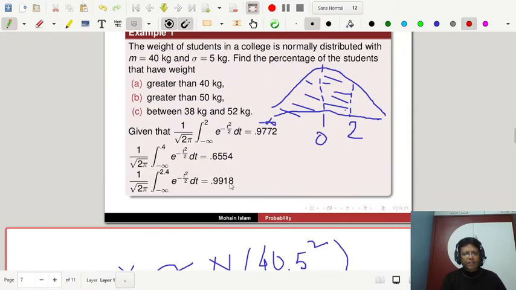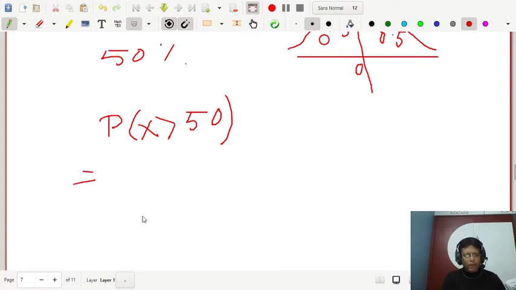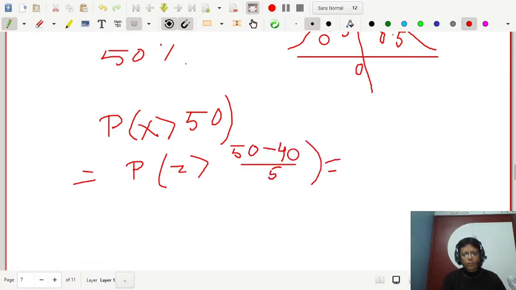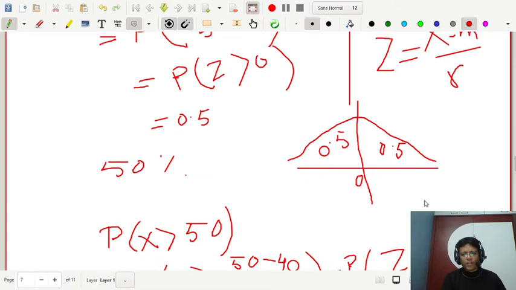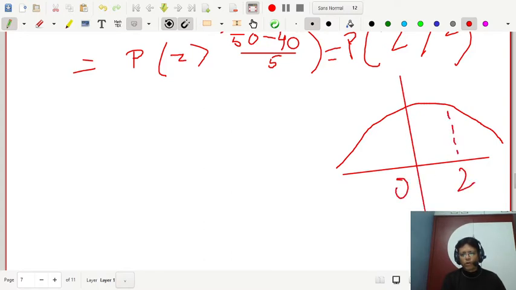Now in the next case, greater than 50. So let me write once again probability of x greater than 50, right? Again you have to take the transformation to standard normal distribution. So probability of z greater than 50 minus 40 by 5, that is probability of z greater than 2, right? And z greater than 2 means, if you draw the bell-shaped region, this is your origin, this is your 2, so z greater than 2 means this region.